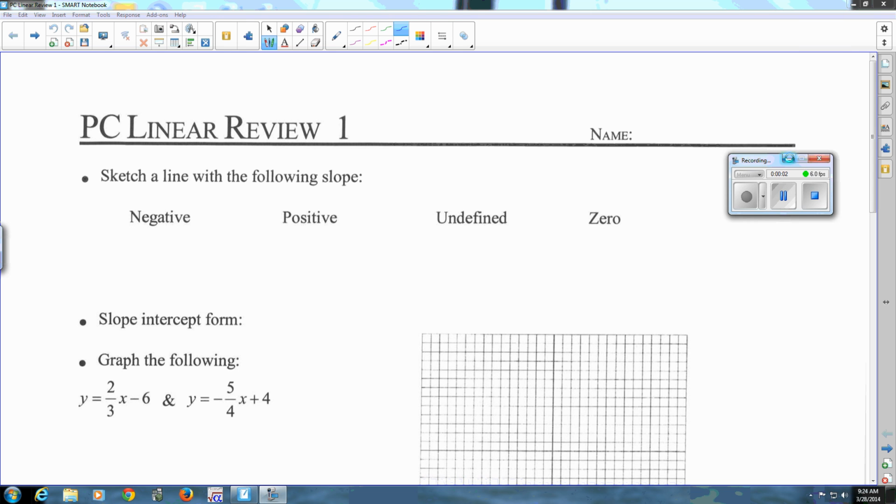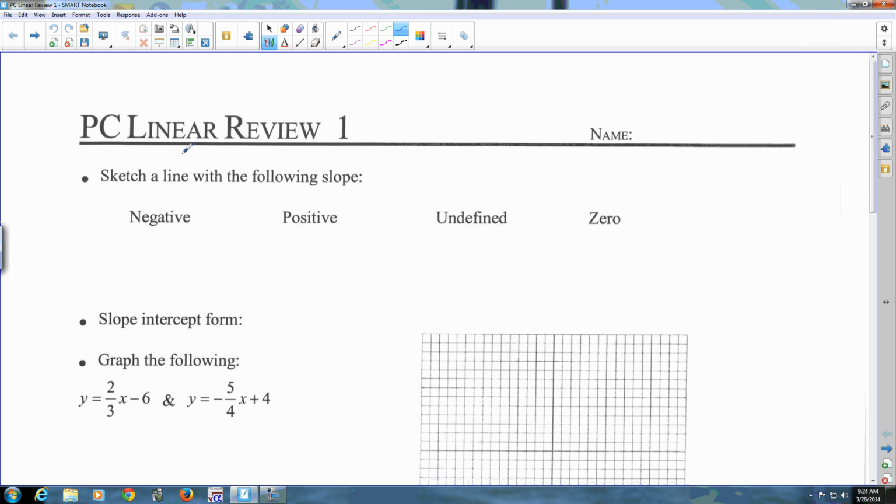Hello everyone. This is for pre-calc. The worksheet's linear review 1 is what we did in class. There's only a couple things that are going to be new in this. Most of it's going to be review.